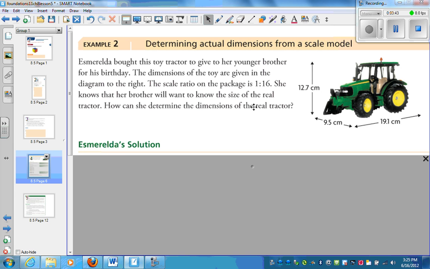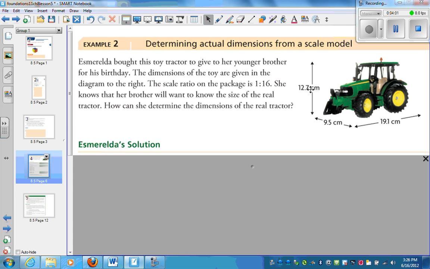Okay, so determining actual dimensions from a scale model. Esmeralda bought this toy tractor to give to her brother. The dimensions are given here. The scale ratio is 1 to 16. She knows her brother will want to know the size of the real tractor. He's one of those little kids that likes to know things. So how can she determine that?